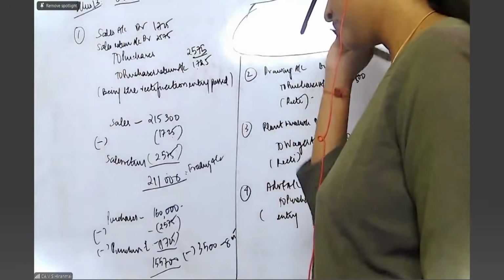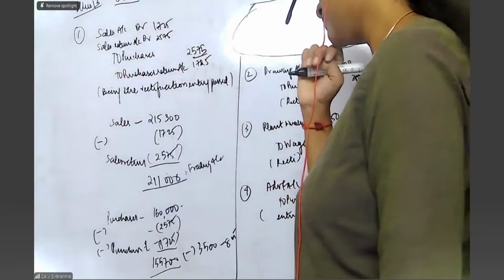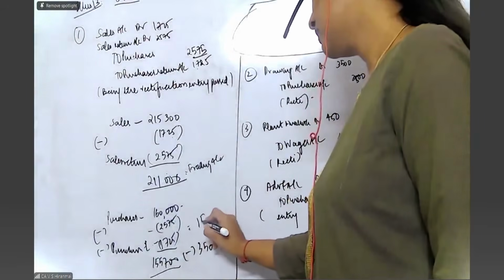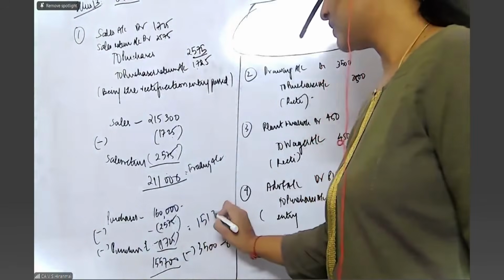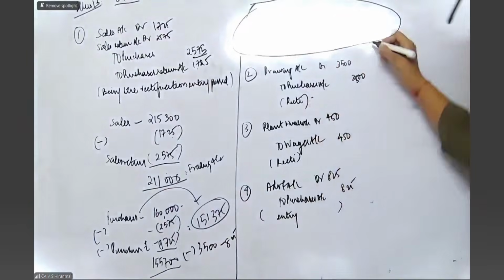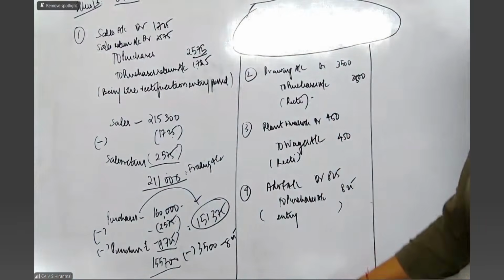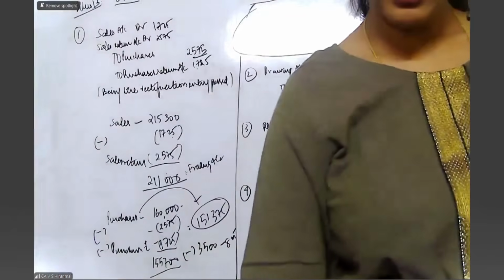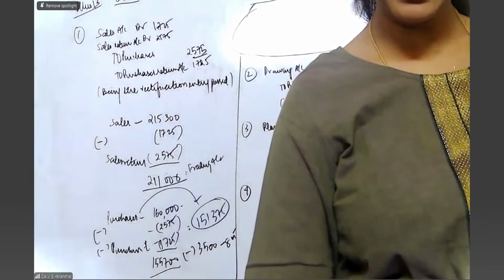Now, how much is the actual final answer for your purchases? Can you tell me? Apart from this, I don't think there is anything. 3,500 will give you 150 to 200. 150 to 200 will 151. 375 is the purchases value. Okay. Everybody with me? Now we have the next adjustment. Yes. Good. Now all of you please see the next adjustment.